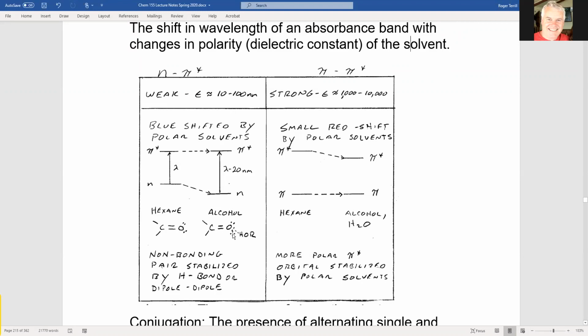And so the non-bonding pair on the oxygen in hexane is literally at a higher energy, right, than when it's in alcohol. Because in alcohol, there are these groups that come and bond to it, and they literally tie up some of this electron density. They lower its energy. So this can be interpreted as the stabilization of this non-bonding level by the solvent. That's called hypsochromism, or the blue shift by polar solvents.